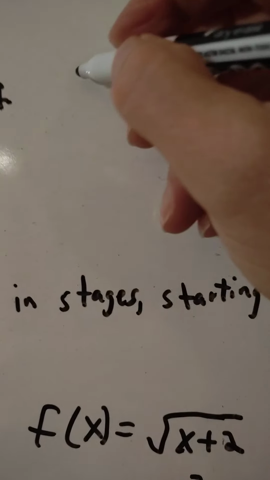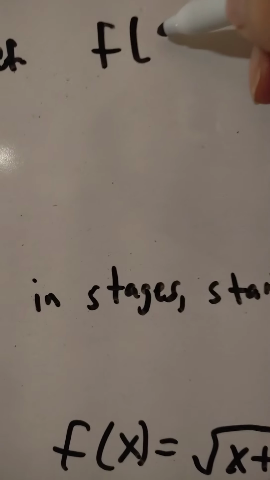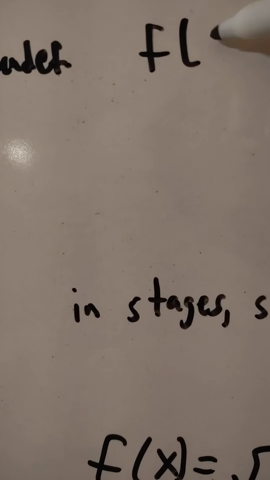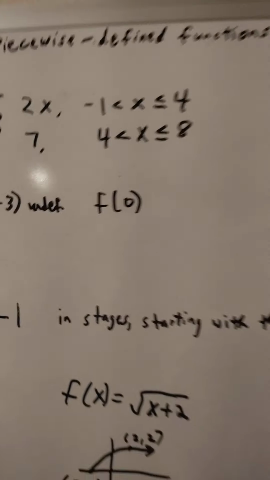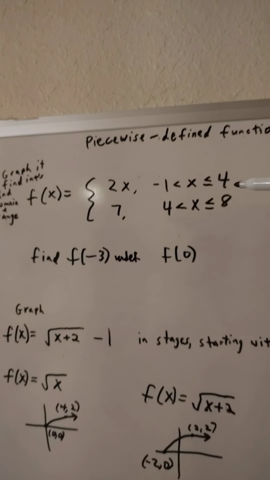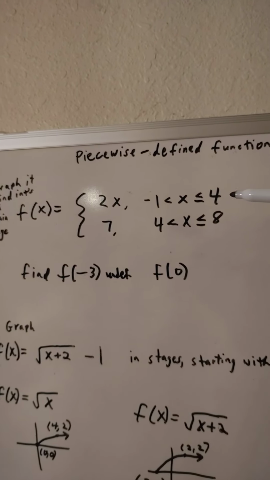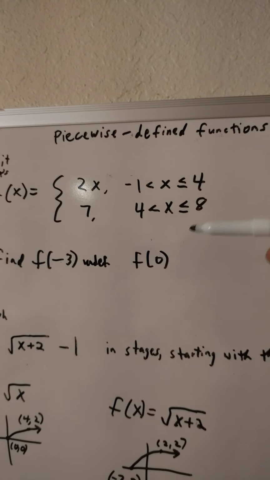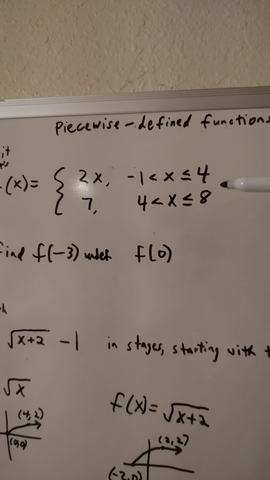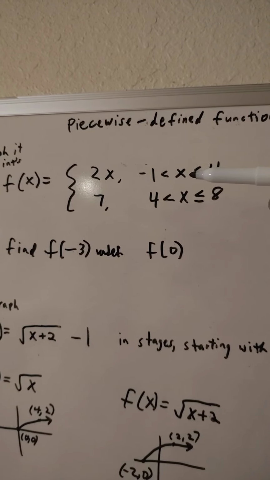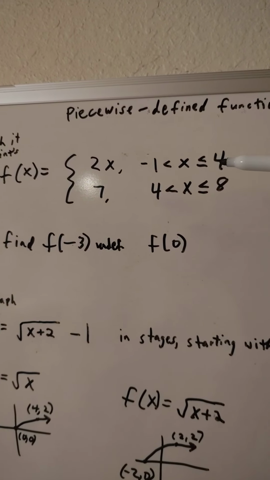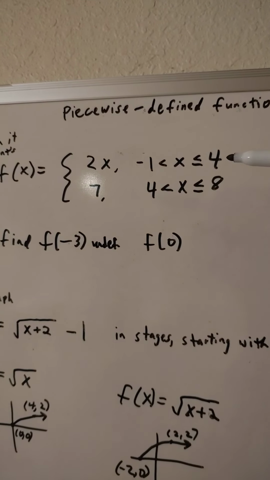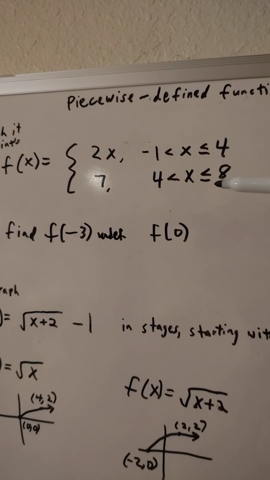Let's try this one. Find f of 0. What would that equal for this piecewise defined function? So you got to look at these two imposed domains. X equals 0, which one is it in the domain? Isn't it in the top one? Isn't 0 greater than negative 1 and less than or equal to 4? Yes. Notice 0 is not in this domain. Remember, this is always an x value in those parentheses. 0 is not in between 4 and 8.